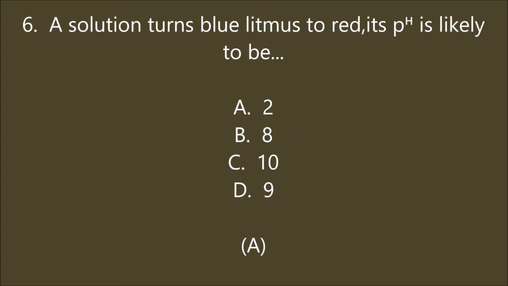A solution turns blue litmus to red, its pH is likely to be 2, 8, 10, 9. A is the right answer, that means 2. That means it is acid. Whereas pH values 8, 9, 10 belong to bases. Next question.